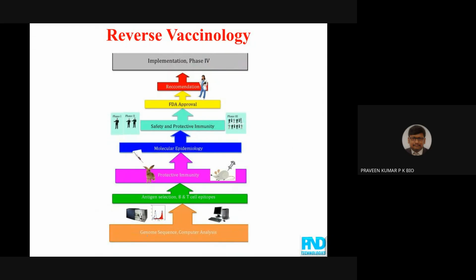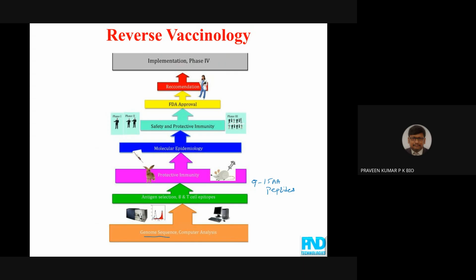Now, something about the pipeline of reverse vaccinology, how it works. We just start with the genome sequence and go with the computational analysis. We initially try to predict two types of epitopes, that is B cell epitope and T cell epitope. Whatever epitopes I mentioned are nothing but peptides. The peptides we try to use are around 9 to 13 amino acids, and some can go up to 15 amino acids. This is the length of peptide generally used to prevent infections.